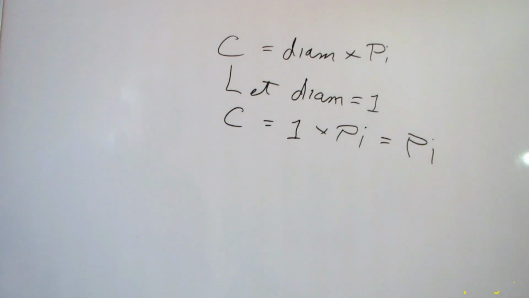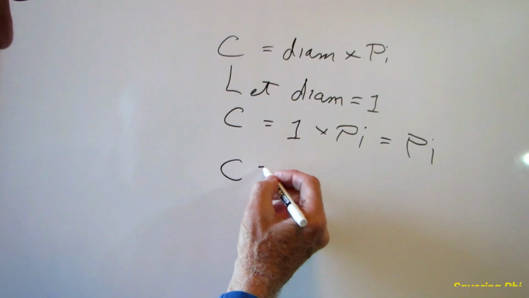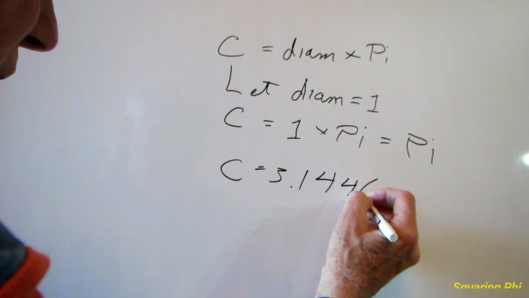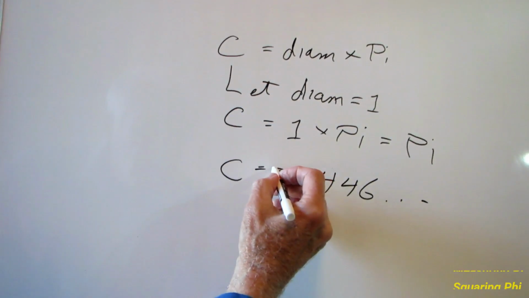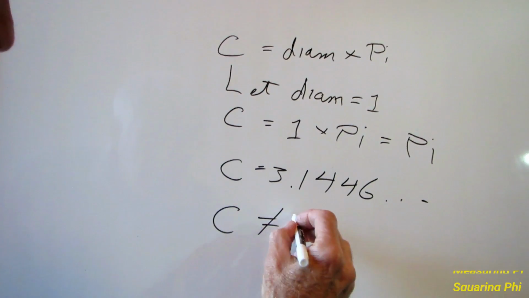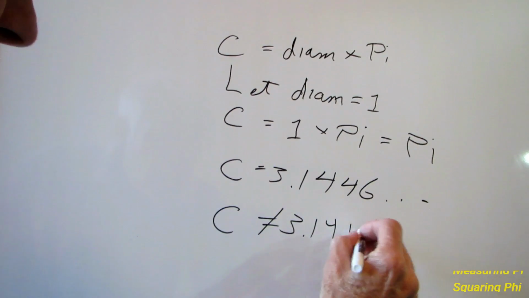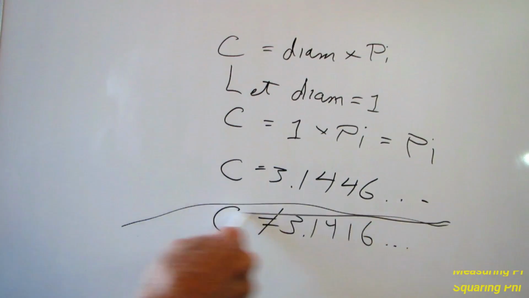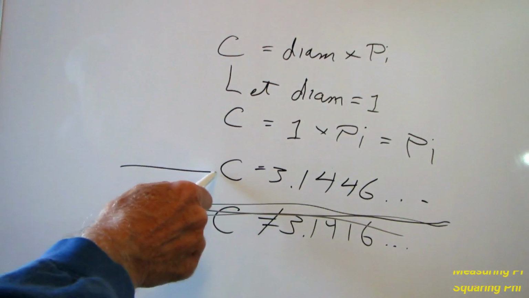That's the first step. We already did that. We measured it with a tape measure, and we found out that the circumference was, in our measurement, 3.1446, as close as we could get it. It certainly was not 3.1416. We definitely proved that it's not this guy, it is this guy.